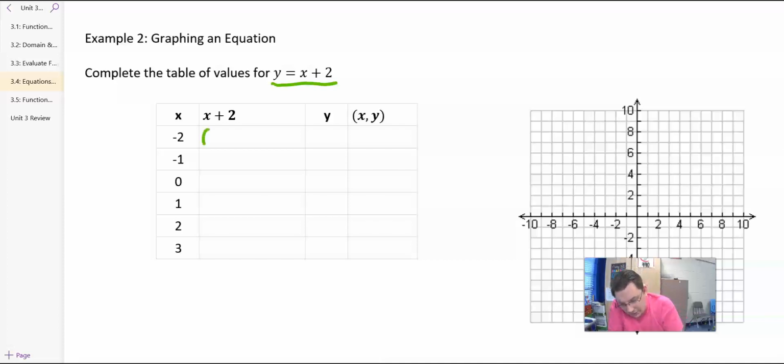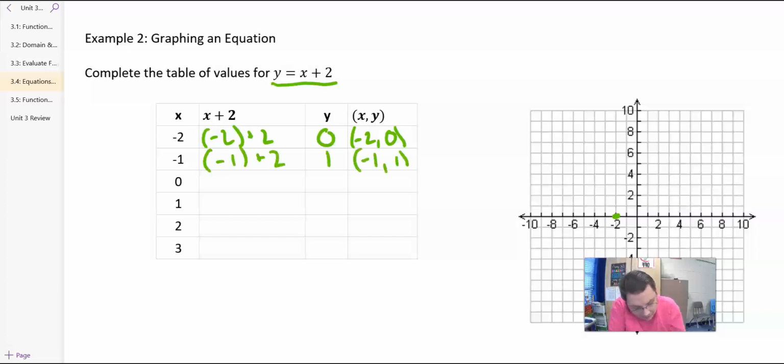And so we substitute in -2 plus 2. Well, -2 plus 2 is 0, so we get the ordered pair -2, 0. And so at -2, 0, I'm going to put a point. And then we do the same for -1 plus 2. -1 plus 2 is 1, so we get -1, 1. And so we plot that point.